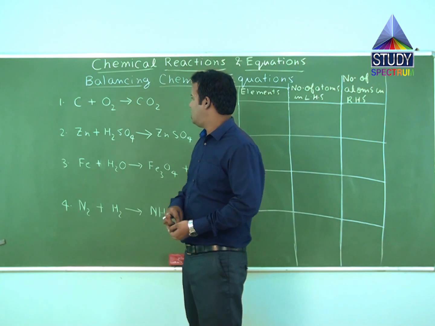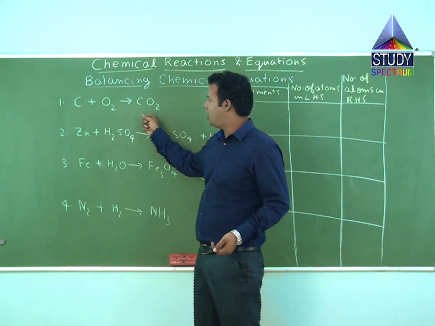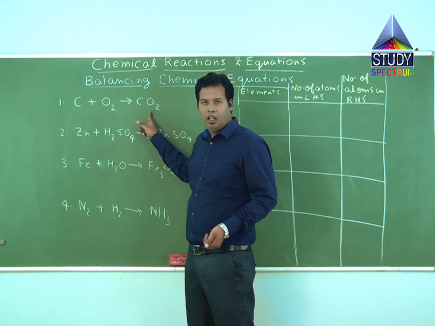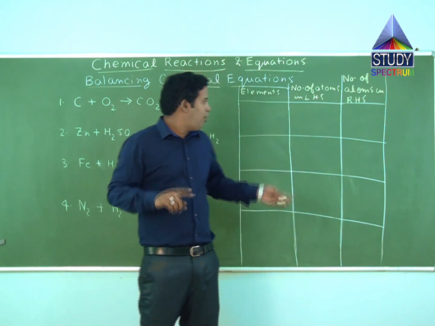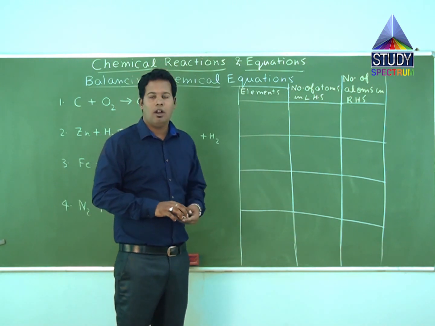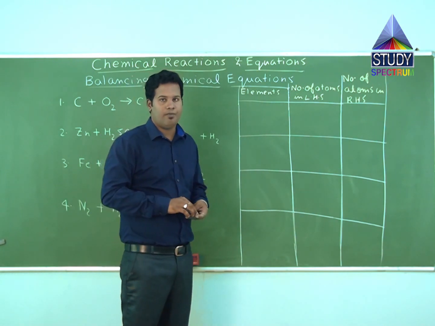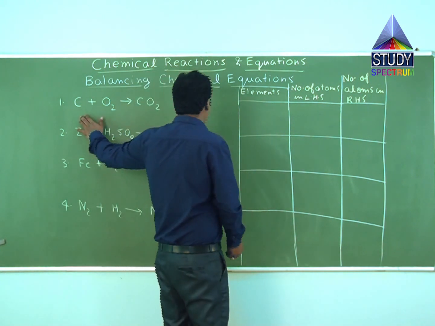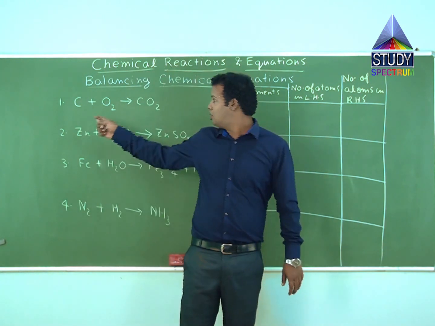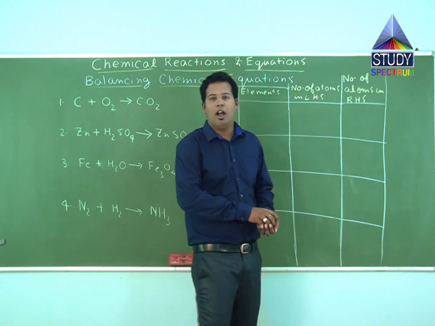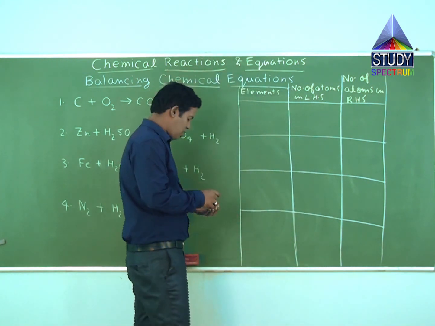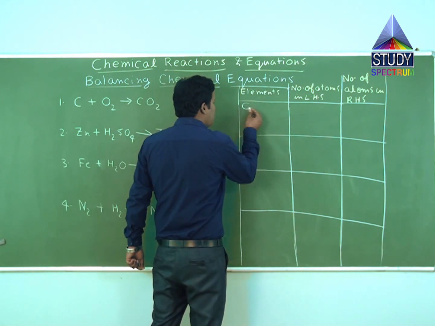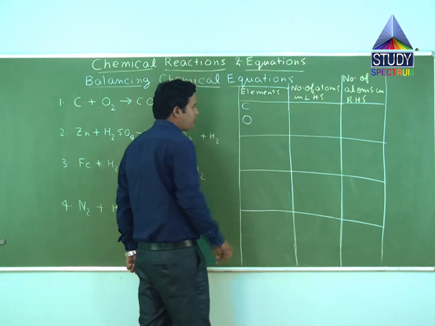Now the first equation which you see over here is written as C plus O2 gives CO2. Correct? Now we'll try to fill these columns with the help of the equation. What are the elements involved in the very first equation? The very first equation is C plus O2 gives CO2. Then what are the elements involved in this equation? If we write over here, the elements are C and O.